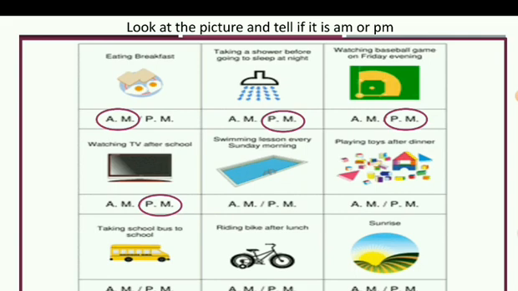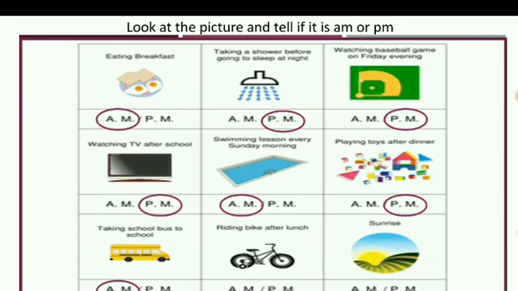Swimming lesson every Sunday morning. You are going for a swimming lesson in the morning, so it will be AM. Playing with toys after dinner. Dinner you eat at night, so it is PM. Taking the school bus to school. When do you go to school? You go to school in the morning, isn't it? So it will be AM.